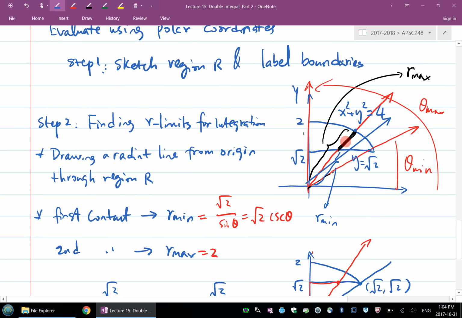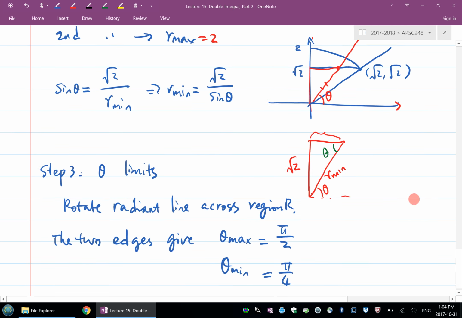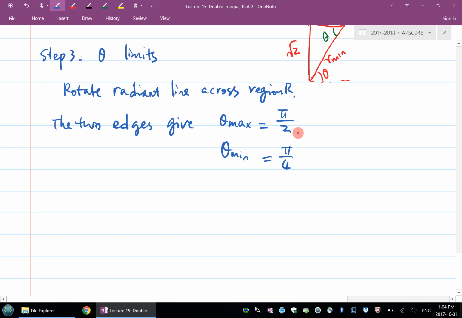Basically, you see here, this is a circle, x squared plus y squared equal to 4. The horizontal line here is y equal to root 2. So if you substitute y equal to root 2 into the circle, you get x equal to root 2. Does that make sense? Yeah, that's right. So this is your theta mean, and this is your theta max.